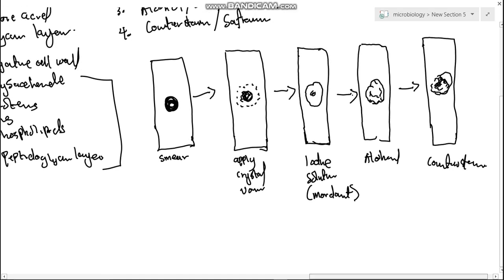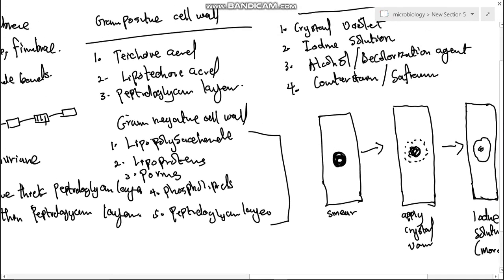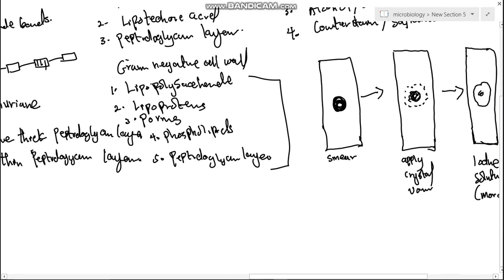Now the theoretical aspect is that gram-positive bacteria have a thick peptidoglycan layer. So what we have to take notice of is that gram-positive bacteria have a thick peptidoglycan layer.